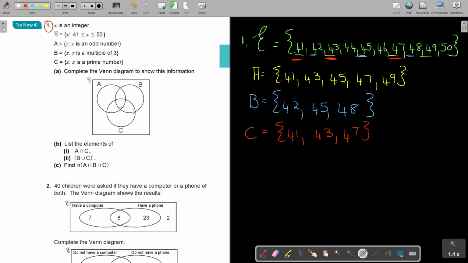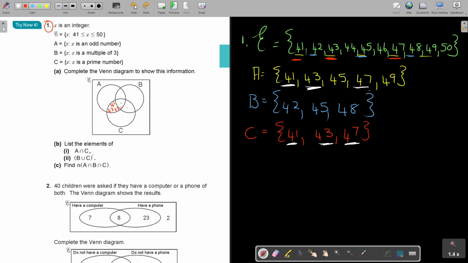But if I look at A and C, let's just take A. I see 41, I see 43, and I see 47. Do you see? So that will be in this part. So remember, nothing there, nothing there. But now I'm going to fit in this one's 41. Let's just see if I can fit it nicely in, otherwise I have to redraw it. 41 and 43 and 47.